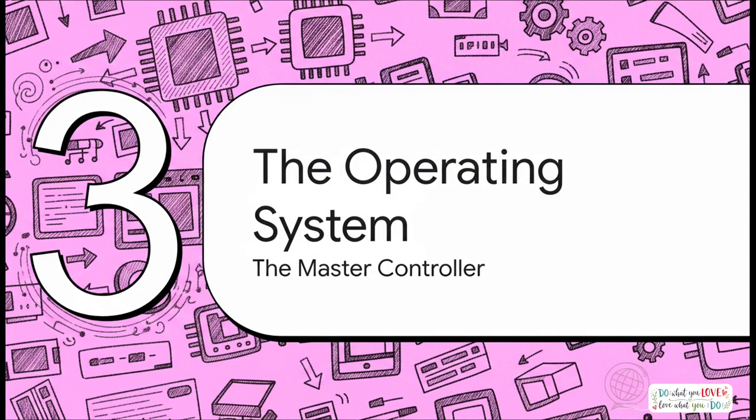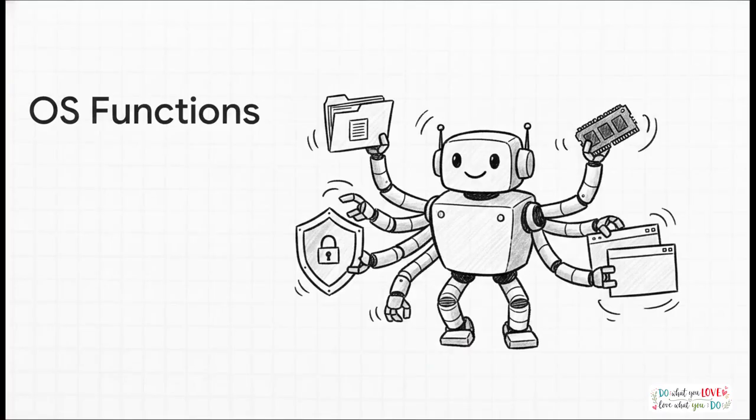Which brings us to Section 3, the operating system, the master controller. So the operating system, or OS, does an unbelievable amount of heavy lifting. It's essentially the ultimate multitasker, seamlessly establishing communication between you and the hardware. Behind the scenes, it's constantly managing memory allocation, opening and deleting files, handling errors, and carefully sharing hardware resources across different processes. This is what lets you multitask so smoothly, all while providing absolutely crucial security features like user accounts.